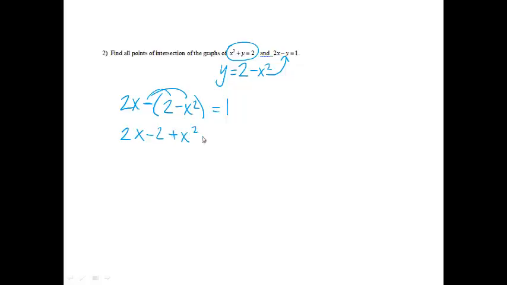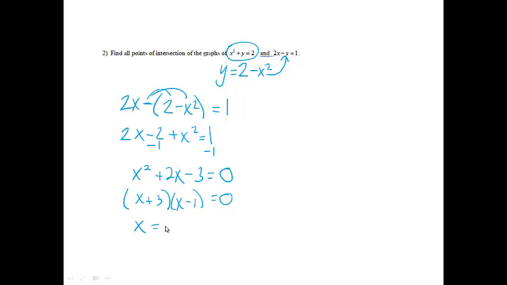Plus x squared is equal to 1. And then since there is more than one x in this problem, I would like to set it equal to 0 so I can solve. Okay, so when I do that, I'm actually going to be putting it in order also. The x squared would come first, and then the plus 2x, this would be minus 3, is equal to 0. And then from here, I notice that this will factor into (x plus 3)(x minus 1). And using the zero product property, I know that x will equal negative 3, or x will equal 1.